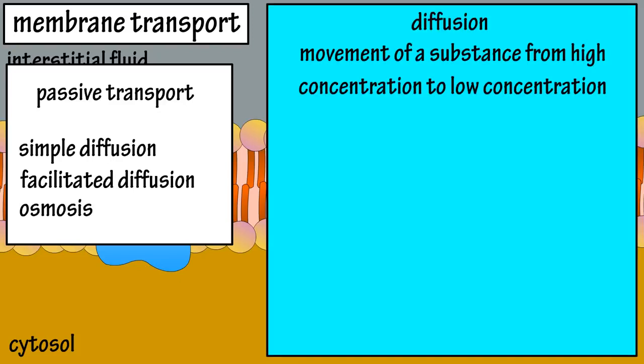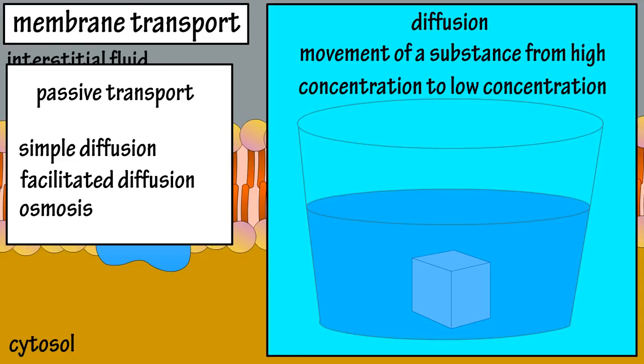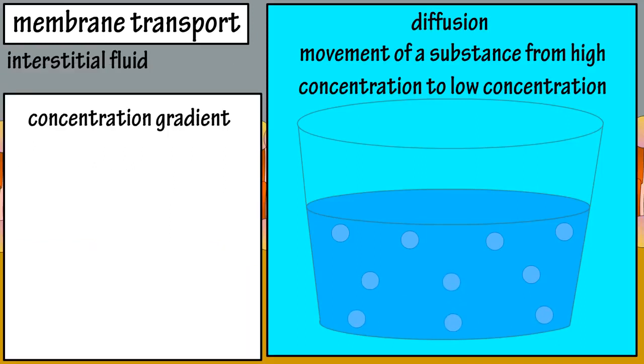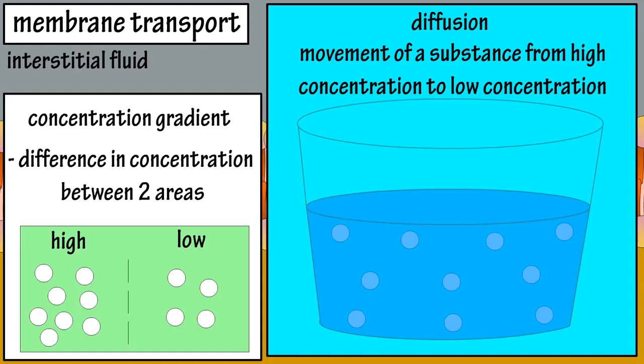Diffusion is the movement of a substance from where it has a high concentration to where it has a low concentration, or the tendency of a substance to spread out evenly over a given space. For instance, when a sugar cube is dissolved in water. Over time, the cube will dissolve and eventually spread out evenly in the water until it reaches equilibrium. Diffusion occurs down a concentration gradient, which is a difference in concentration of a substance between two areas. So the sugar molecules will move from an area of high concentration to an area of low concentration.